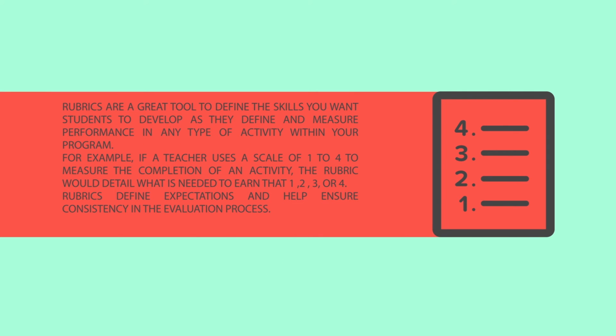The final tool is a rubric. Rubrics are a great tool to define the skills you want students to develop as they define and measure performance in any type of activity within your program. For example, if a teacher uses a scale of 1 to 4 to measure the completion of an activity, the rubric would detail what is needed to earn that 1, 2, 3, or 4. Rubrics define expectations and help ensure consistency in the evaluation process.